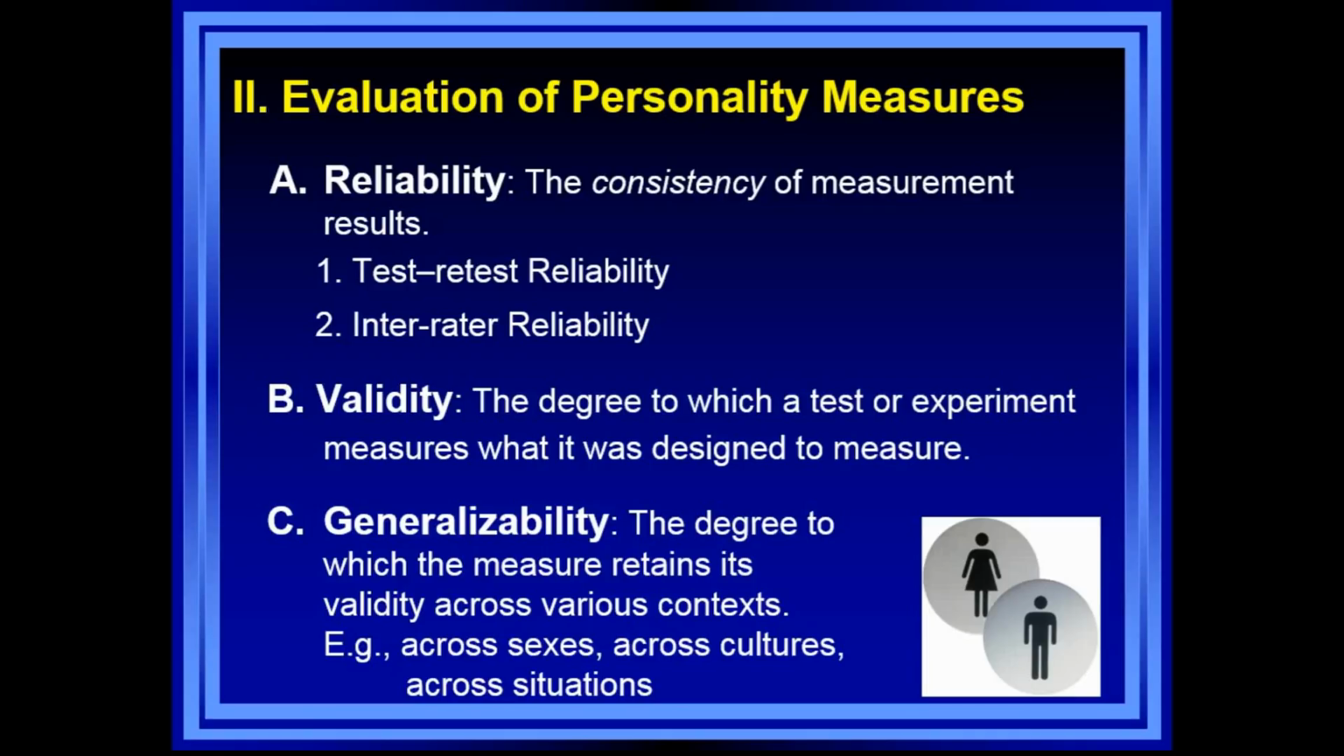Okay, the next term is validity. Validity is the degree to which a test or experiment measures what it was designed to measure. Sounds kind of silly, but it's extraordinarily important. If a test sets out to measure a particular construct, but it inadvertently picks something else up, that's a validity issue.